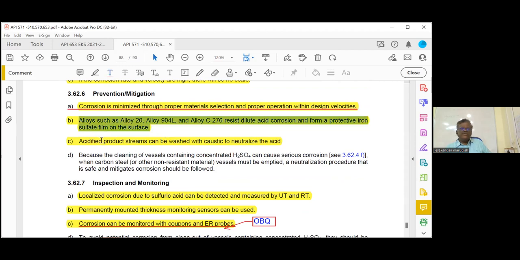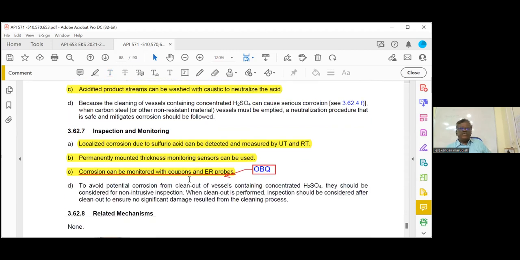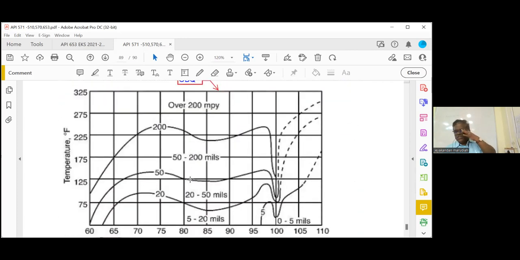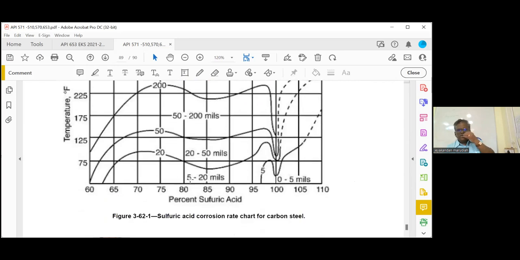That is also highlighted. For inspection, corrosion can be monitored with coupons and ER probes. So again, electric resistance probes, ER. If you go to the next page, this was asked in an open book question. You can see the sulfuric acid corrosion rate chart for carbon steel.